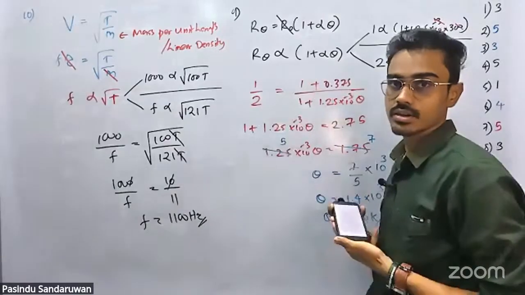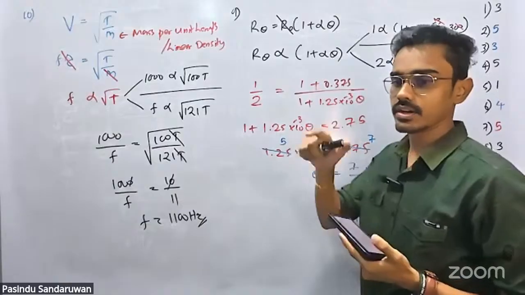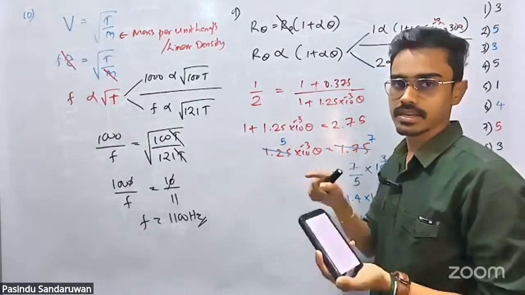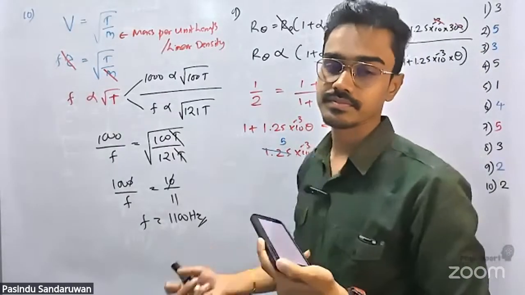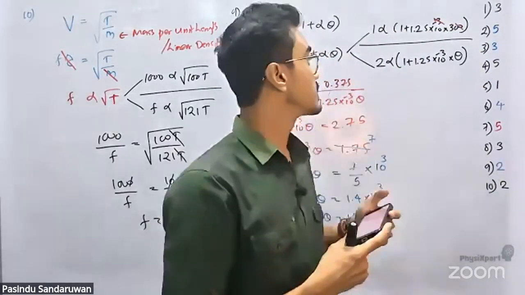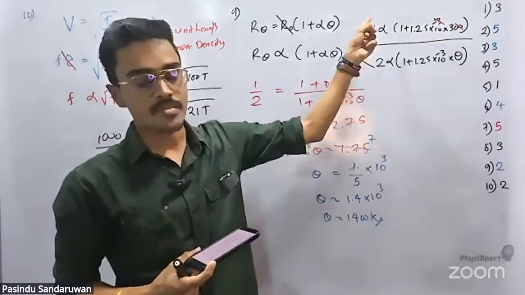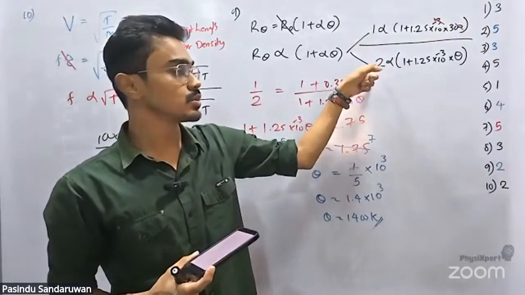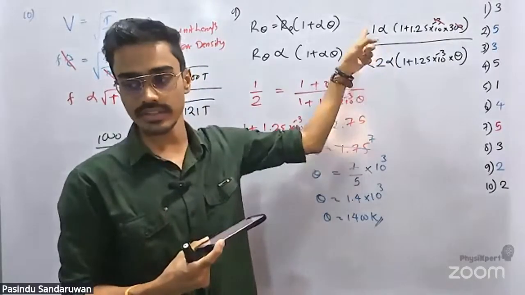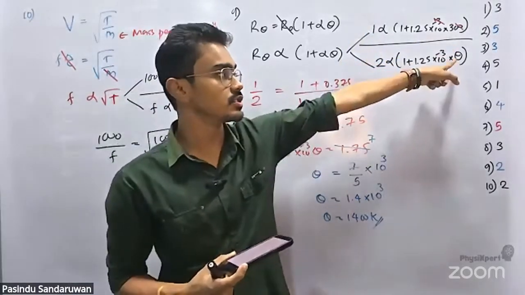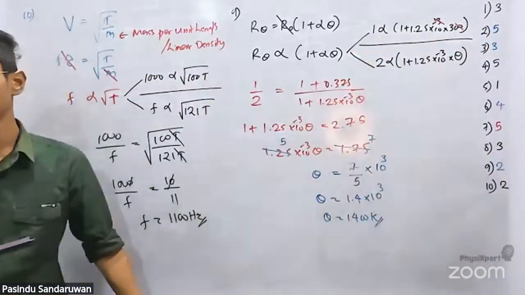Alpha is called the temperature coefficient of resistivity, or it is also called the resistivity coefficient of temperature. Both are correct. And theta is the present temperature. In that question, at 300 the resistance was given, and we were asked to determine the temperature when the resistance is 2 ohms. When the resistance is 2, I assume the temperature as theta, and by dividing the equations, we found theta.